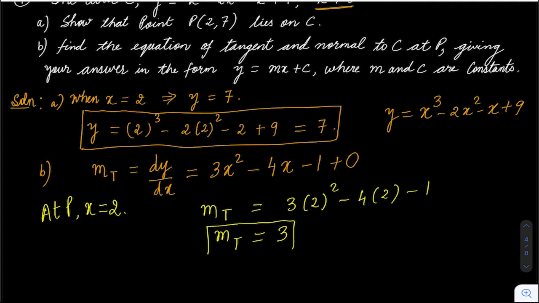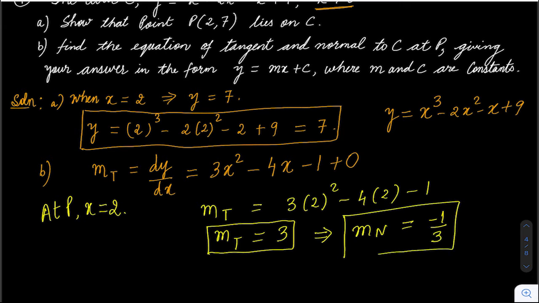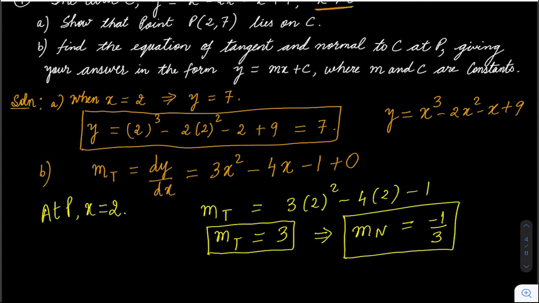If I have the gradient of tangent, I can also write my gradient of normal as the negative reciprocal, that is minus 1 over 3. So now I have the gradient of normal also. Once you have the gradient, we already have the point, that is P (2, 7).